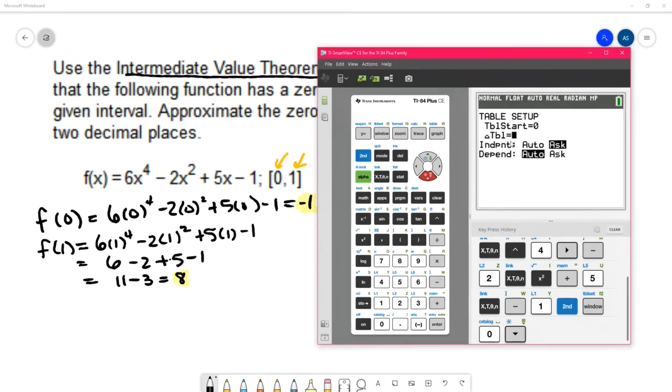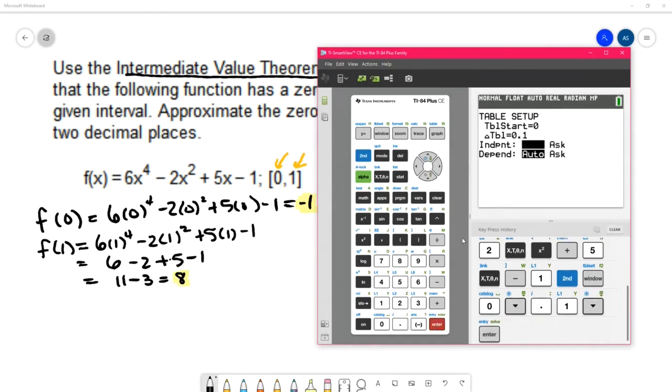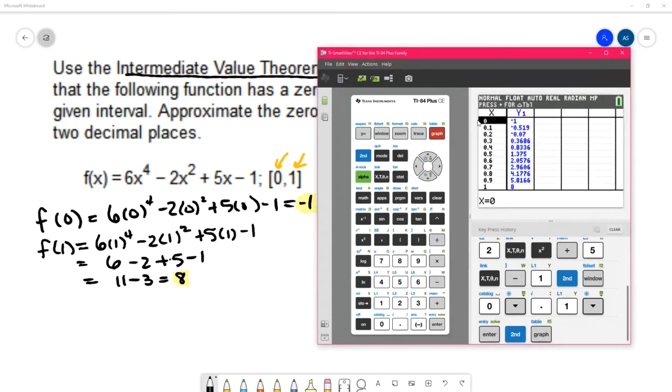And I am looking to figure out the first decimal place. So I'm going to make this change in table. So it's going to increment every 0.1. And then I also need to change this to auto instead of ask. So I'm going to go into the table now, and you can see that my x's start at 0 and then start increasing by 0.1. Now again, I want to use my intermediate value theorem. So let me get a screenshot of this table so that we can write on it.